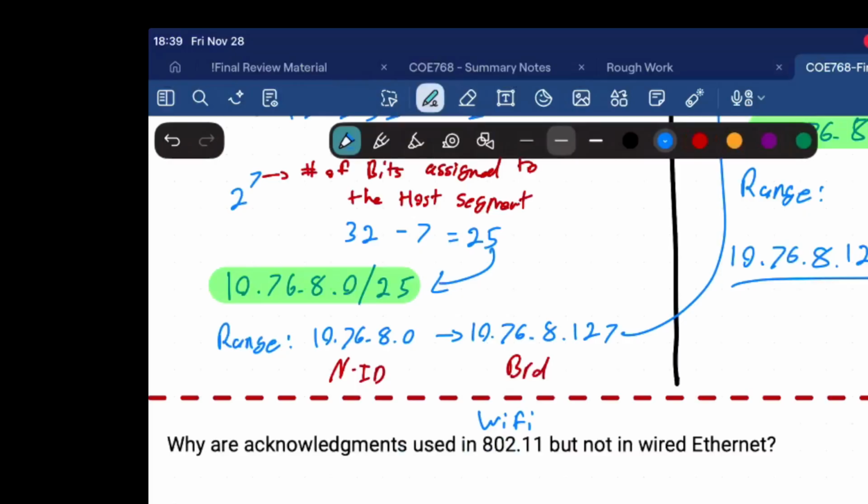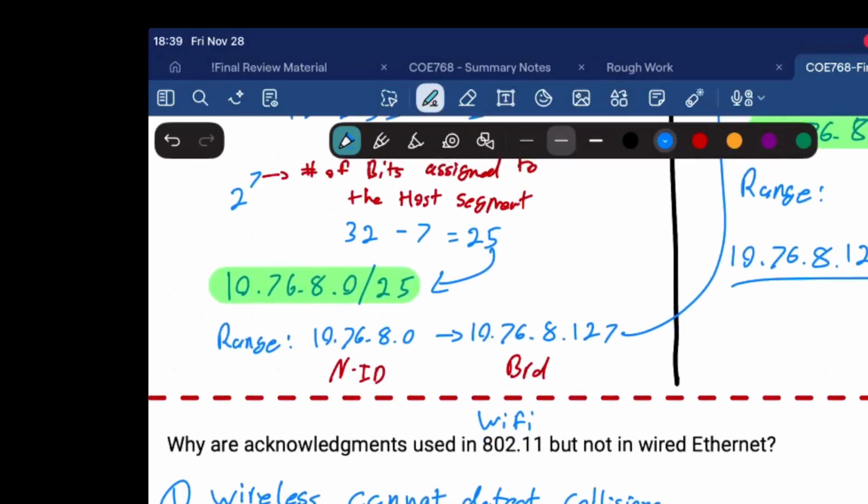The reasoning behind this has three sub-reasons that you can explain. I don't know what the professor would request in this case, but the first reason that I was able to deduce is that wireless cannot detect collisions. Therefore, it requires the acknowledgements to ensure that packets have actually been sent or received.